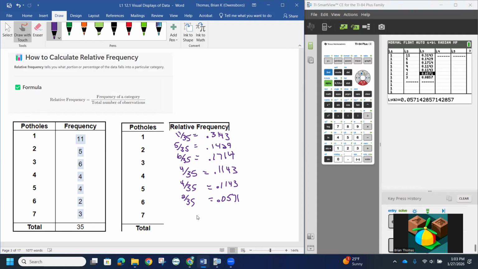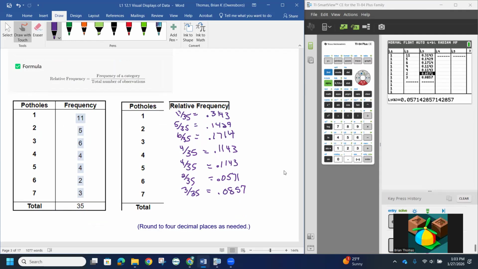And then for 7, we had 3 out of 35. Notice how I let the statistics shortcut do the math for me, so I didn't have to do every one of those little division problems. 0.0857. If you find that easier, you can do it that way, or you can simply divide all these individually and then round to 4 places. But what's nice here is it actually did round those to 4 places. That was a nice thing.